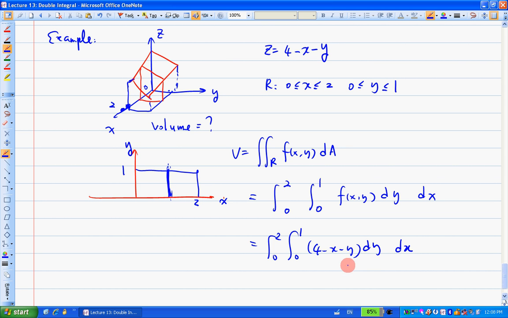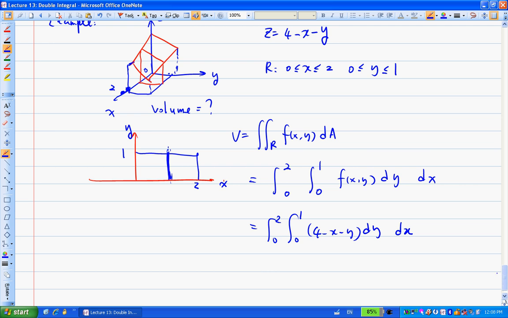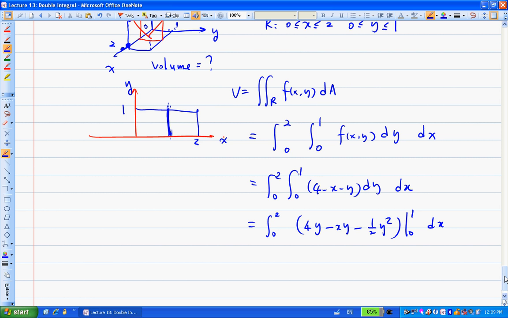Now the whole thing left is just the integral. When you do this inner integral, you treat x as a constant, so do it carefully. Basically, you get 4y minus xy minus 1/2 y squared, from 0 to 1, dx. Plugging in all the numbers, you get 4 minus x minus 1/2.